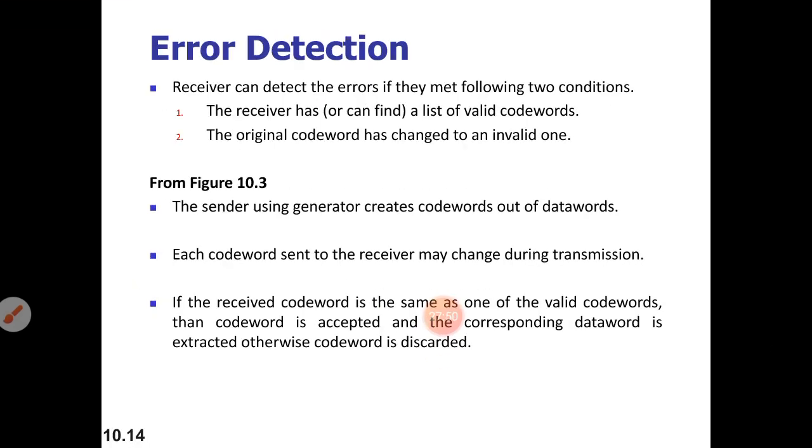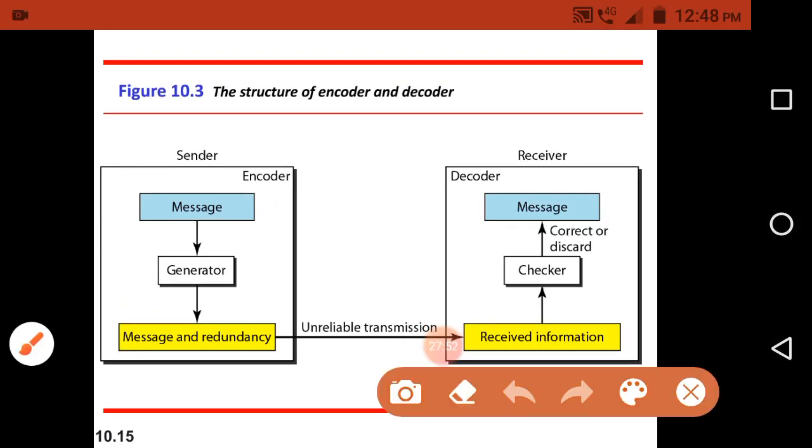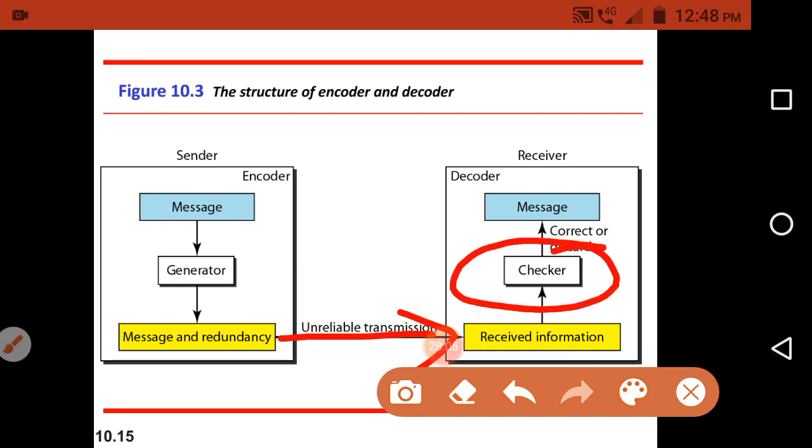Okay, what is the meaning of this sentence here? Whenever the sender sends the code word over the transmission media, it is received by the receiver. At that time, the received code word will be forwarded to the checker. Then what will the checker do? He will compare that received code word with the valid code word which is present at the receiver side. If both match, then it will receive the original message from that code word.